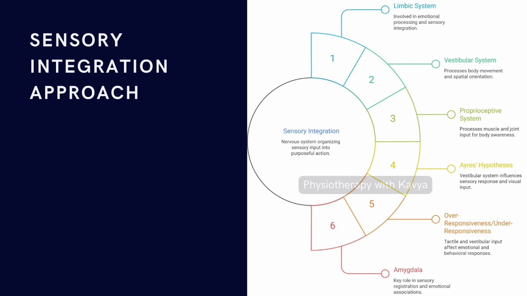Vestibular system processes body movement and spatial orientation. Proprioceptive system processes muscle and joint input from body awareness. Our hypothesis says that the vestibular system influences sensory responses and visual input. Over responses or under responses, when the sensations are not integrated, happen when tactile and vestibular input affect emotional and behavioral responses. Amygdala has a key role in sensory integration, sensory registration, and emotional association.